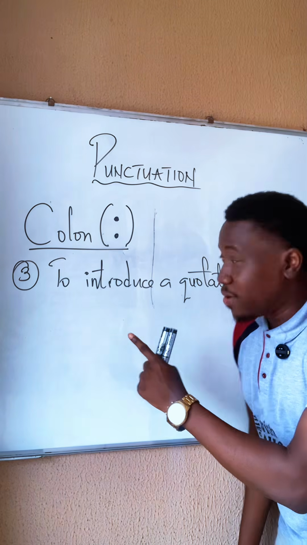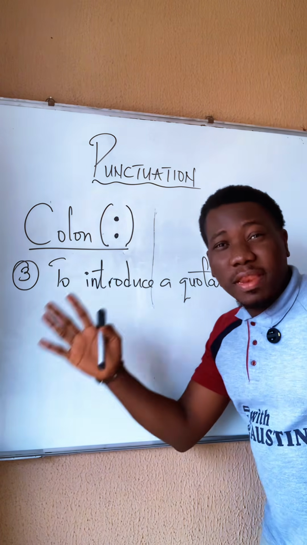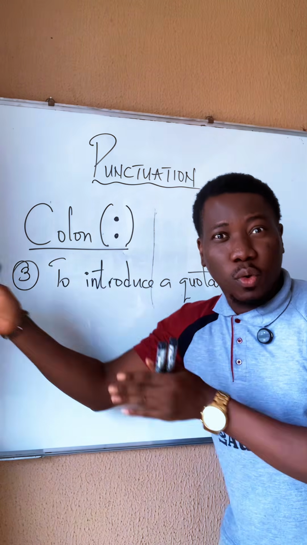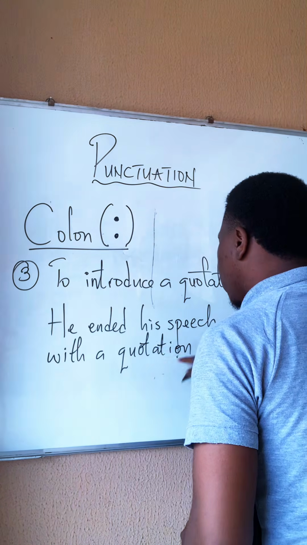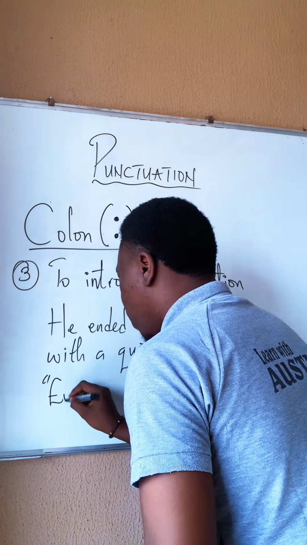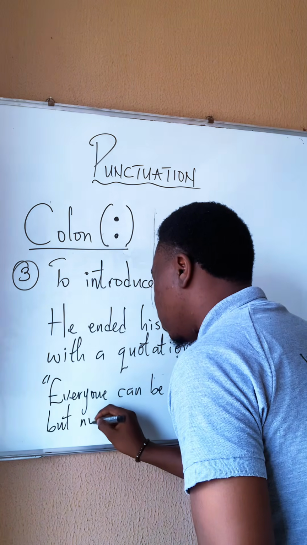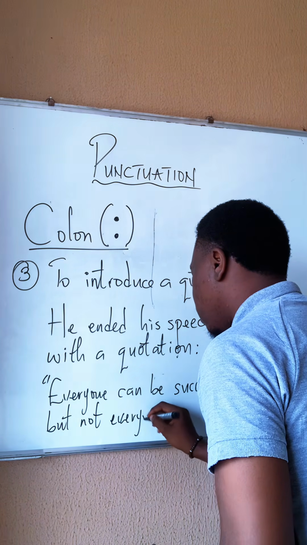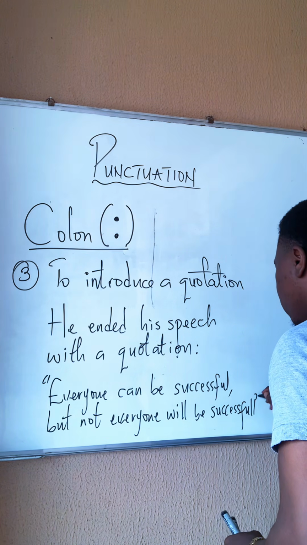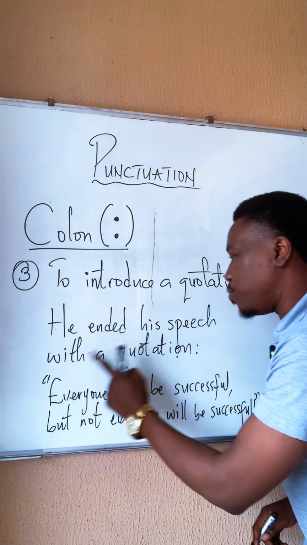Number 3 use of the colon is to introduce a quotation. This is usually after a complete sentence. He ended his speech with a quote. That's an example. Now, a colon to introduce the quotation. Everyone can be successful, but not everyone will be successful. We use the colon to introduce a quotation. He ended his speech with a quotation.